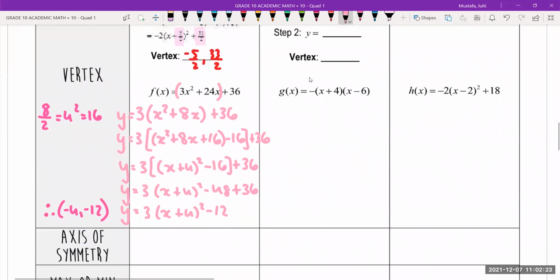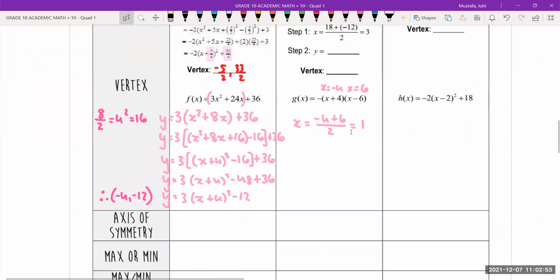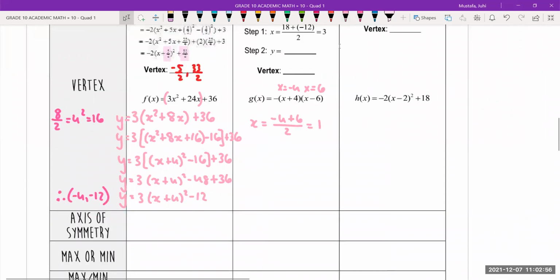We just figured out our two x-intercepts are going to be negative 4 and 6. To figure out the x value, I am just going to take the average of those two points. So negative 4 plus 6 divided by 2, which is going to give me just a 1. You remember doing this yesterday? This one was x is equal to negative 4, this one was x is equal to 6, and then you average them out. So add them up and then divide by 2. It gives you the axis of symmetry and also the x value of your vertex.